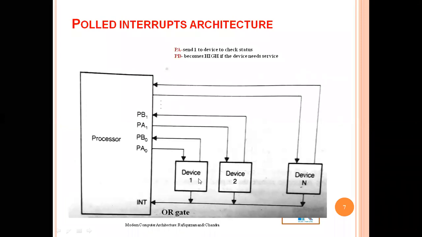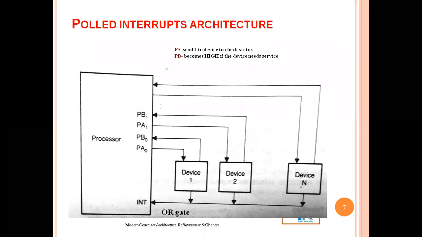Here the device will not send the address of the interrupt service routine. The processor has to find out what the address of the interrupt service routine is. This is called a non-vectored type of interrupt. Clear? So this is called the hold interrupt architecture.